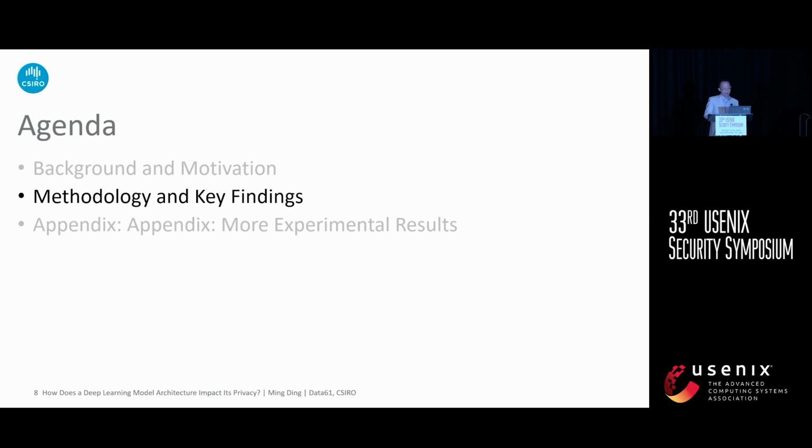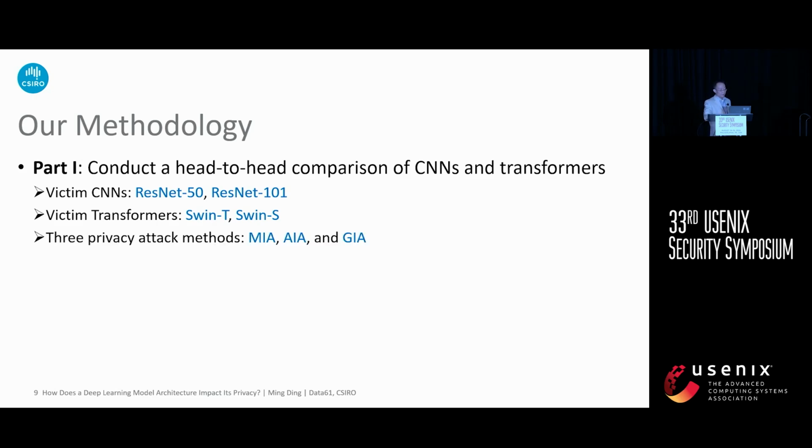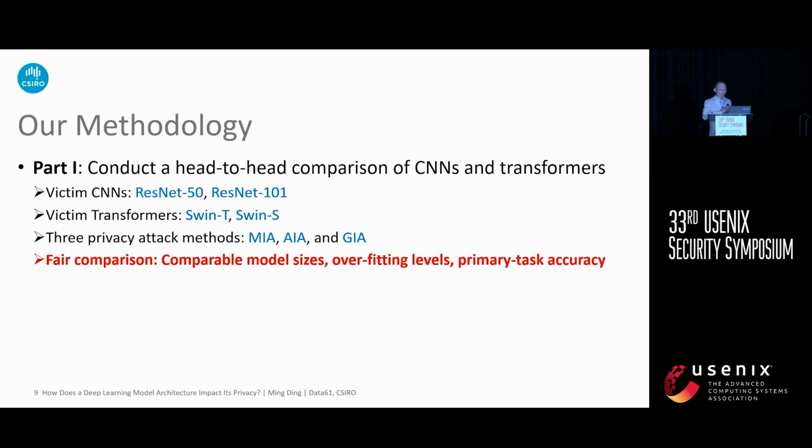In order to answer this question, we have developed a methodology. Let me explain it in more detail. Our methodology consists of two parts. In part one, we conduct a head-to-head comparison of convolutional networks and transformers. For convolutional networks, we have studied ResNet 50 and ResNet 101. For transformers, we have studied Swin T and Swin S as the representative models. In our study, we have evaluated three privacy attacks: membership inference attack, MIA, attribute inference attack, AIA, and gradient inversion attack, GIA. More importantly, we want to ensure a fair comparison. That means in our experiments, we have used comparable model sizes, similar overfitting levels, and similar primary task accuracy for both convolutional networks and transformers.